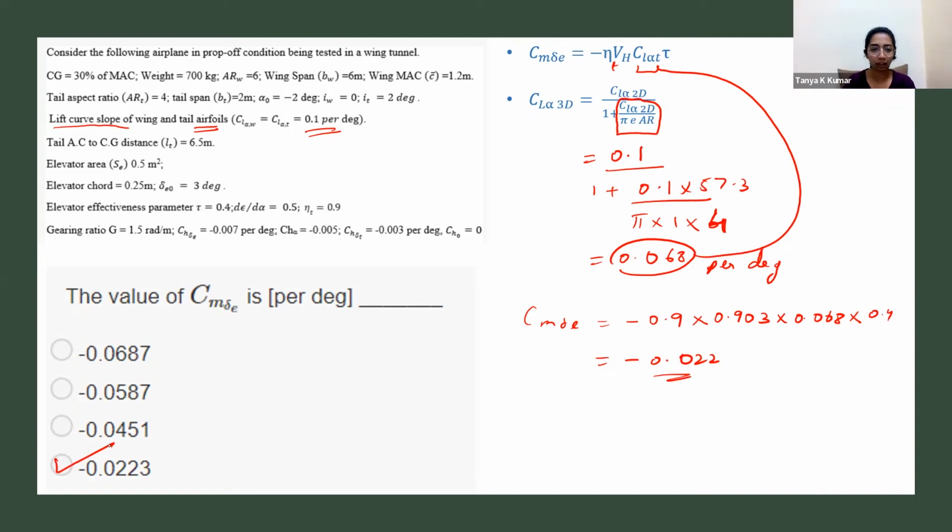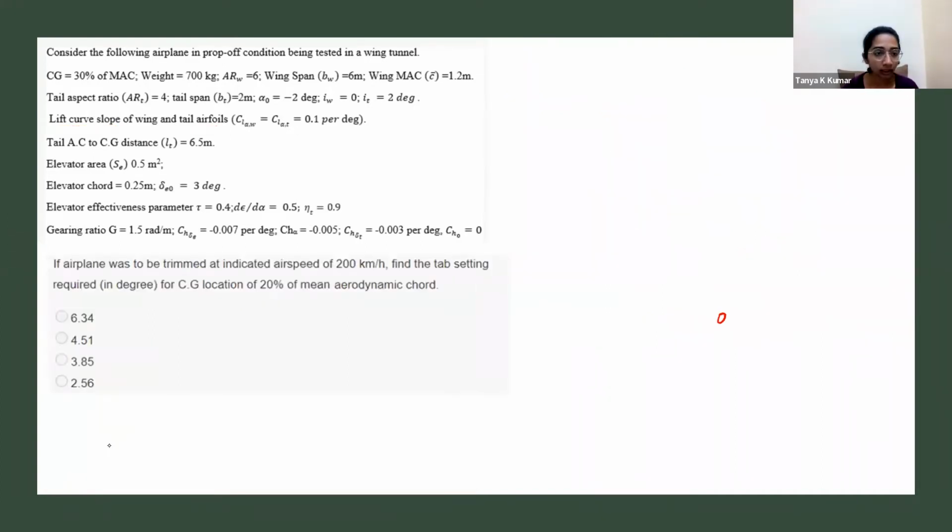Now we go to the next question. If the airplane was to be trimmed at an indicated airspeed of 200 km per hour, find the tab setting required for the new CG location. That is 20% of mean aerodynamic chord. Initially, your CG location was 30%. Now it's at 20%. So that is what we need to keep in mind here.